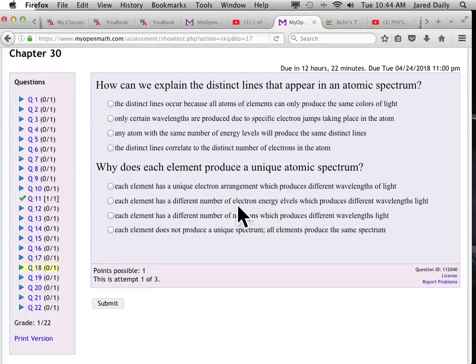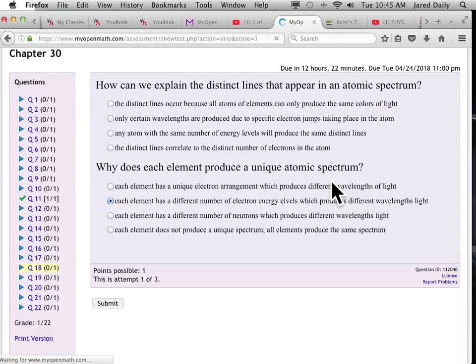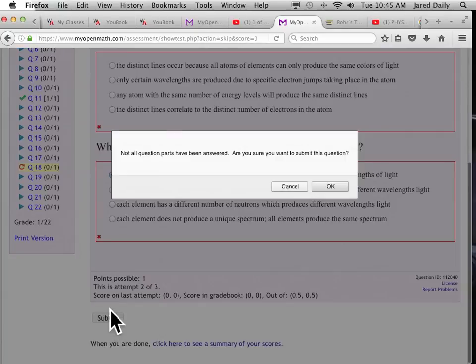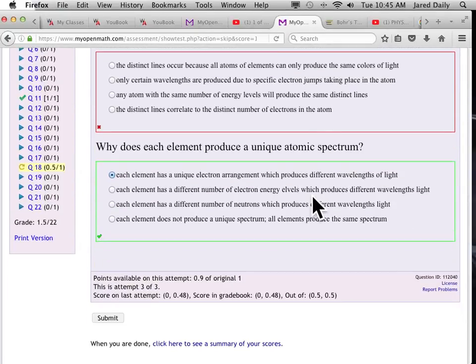I was leaning towards the first one. They're both wrong, because each element has a different number of energy. I think this one's right. Let's see. So it doesn't like that. Let's try this one. That one's right. The first one was right. But I actually prefer the second one because, oh no, the second one says a different number of electrons. That's the thing that's wrong about the second one.